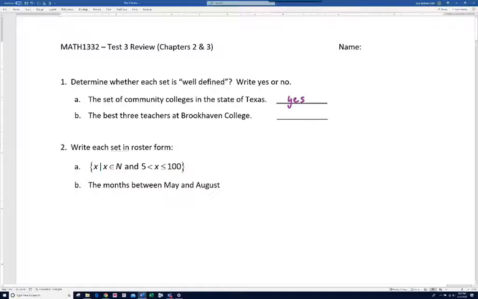On part B, it says the best 3 teachers at Brookhaven College. Well, this is an opinion, not a statement. And so this is not well defined.